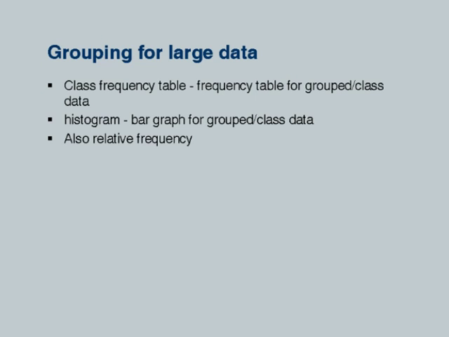Then you have class frequency table. These are some of the terminologies. So class frequency table is frequency table for grouped or class data. Similarly, histogram that I mentioned, it's a bar graph for grouped or class data, and compacted. There is no gap between the bars. So that is histogram. And of course, you can also do relative frequency so that the total will add up to 1.